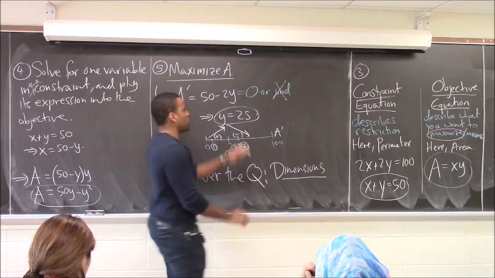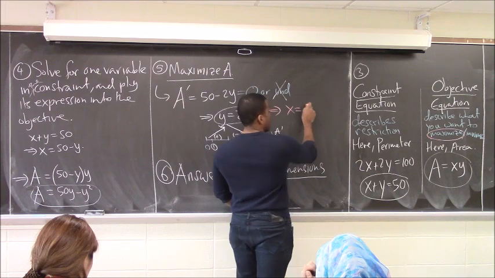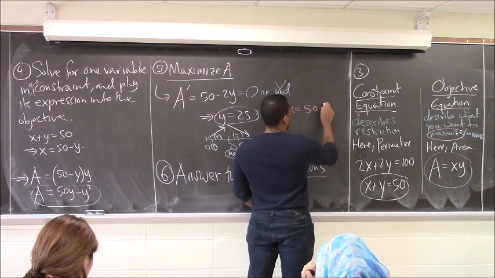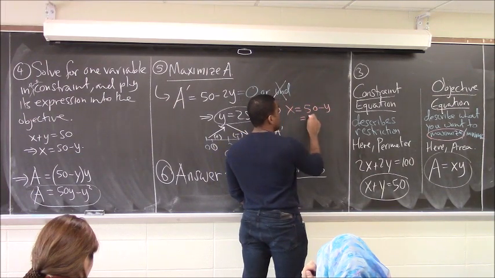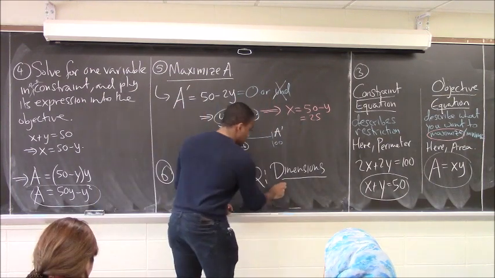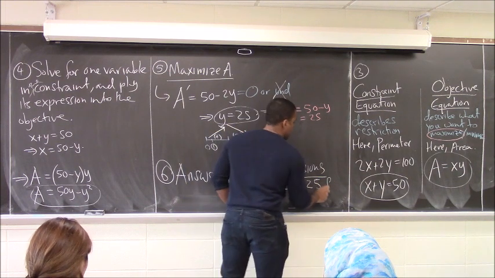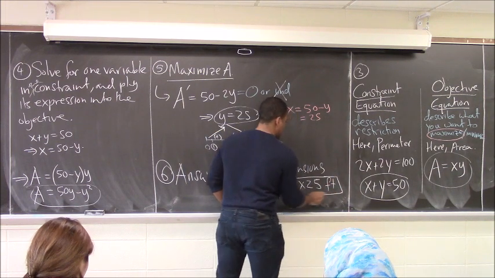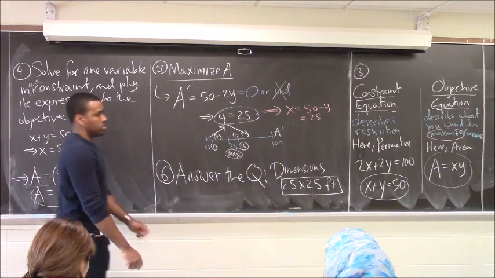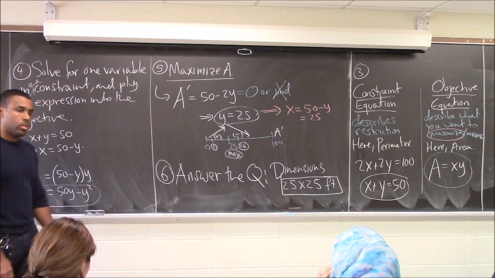So the thing is, if y is 25, I know that my x will be 50 minus y. So my x is also 25. And so I can say the dimensions here is a 25 by 25 foot enclosure. Or you can write out length equals 25 and width equals 25. Either way.